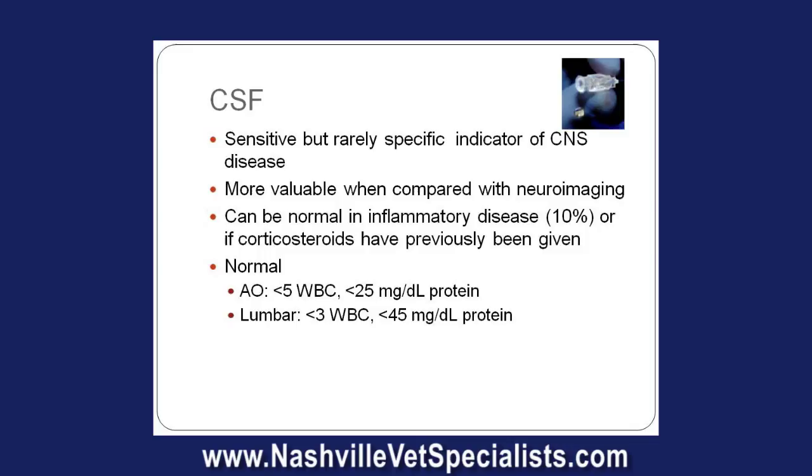As far as just to know normals, normal CSF usually has almost zero white blood cells. The acceptable number is less than 5. Protein is also pretty low, 25 when you're doing an AO tap, and in the lumbar you can have a little bit of a higher protein level, and that can be normal.